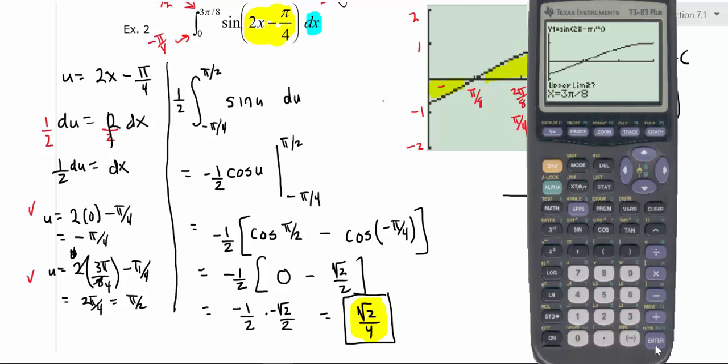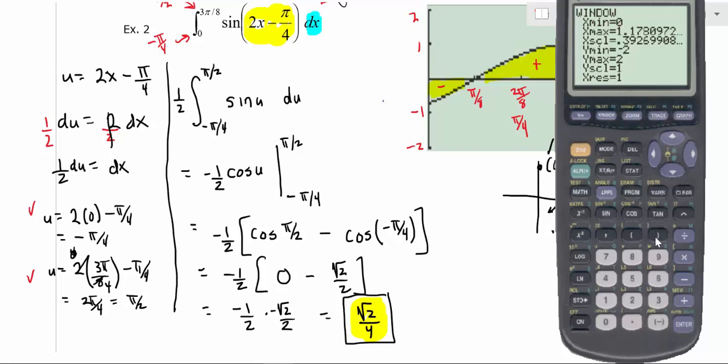The upper limit was 3 pi over 8. Uh-oh, must have put something in there wrong, so let me try that again. The upper limit, 3 pi over 8. Let me make sure I got my window set up okay. I think I do. Since the calculator is getting an error, what it's doing is that upper limit, when I set my window, it needs to be a little higher. So instead of going to 3 pi over 8, let's just go out a little higher. Let's go like 4 pi over 8, and let's graph it, and then we'll do the integral, and I'll show you that we have the right answer.